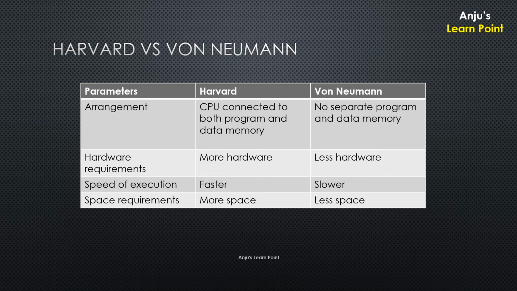Let us look at some of the various factors which differentiate between the Harvard and von Neumann architectures. The first parameter is in terms of the arrangement. As already mentioned, CPU is connected to both program and data memory in Harvard architecture, whereas there is no separate program and data memory in von Neumann. As per hardware requirements, Harvard architecture requires more hardware when compared to von Neumann. The speed of execution is faster for Harvard architecture because microprocessor fetches data and instructions simultaneously. But it is a lot slower in von Neumann architecture because it cannot fetch data and instructions at the same time.